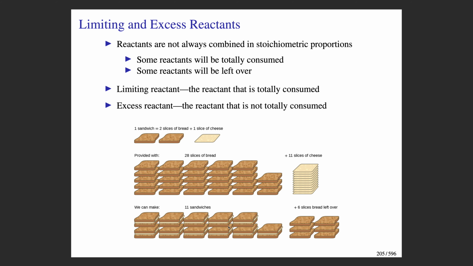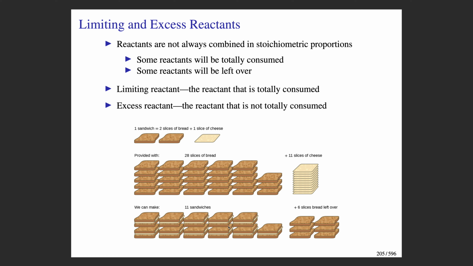The idea of a limiting reactant is that when you have a reaction, you don't always combine the reactants in their stoichiometric proportions. For example, some reactants might be completely consumed, but other reactants you might have some left over. And so as a consequence of that, the amount of product that you can make is limited by the reactants that are totally consumed. And the excess reactant is whatever's left over of the reactants after the reaction has completed.